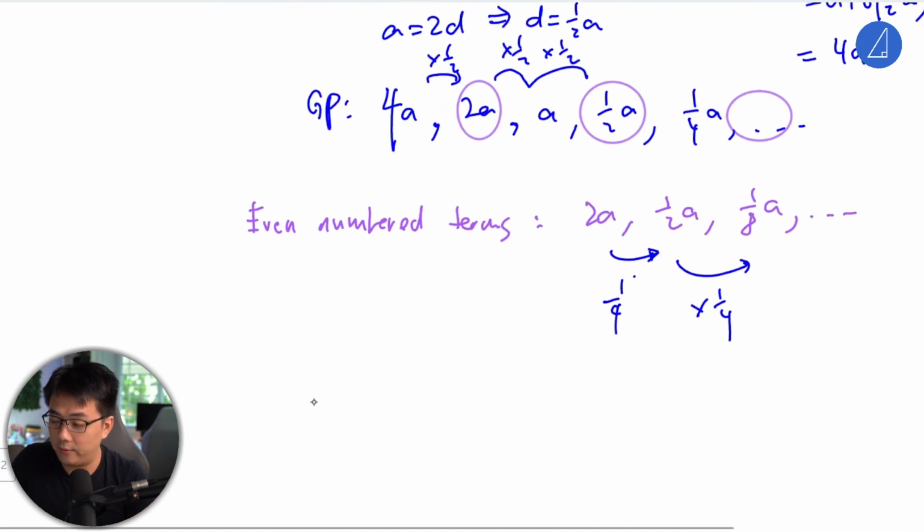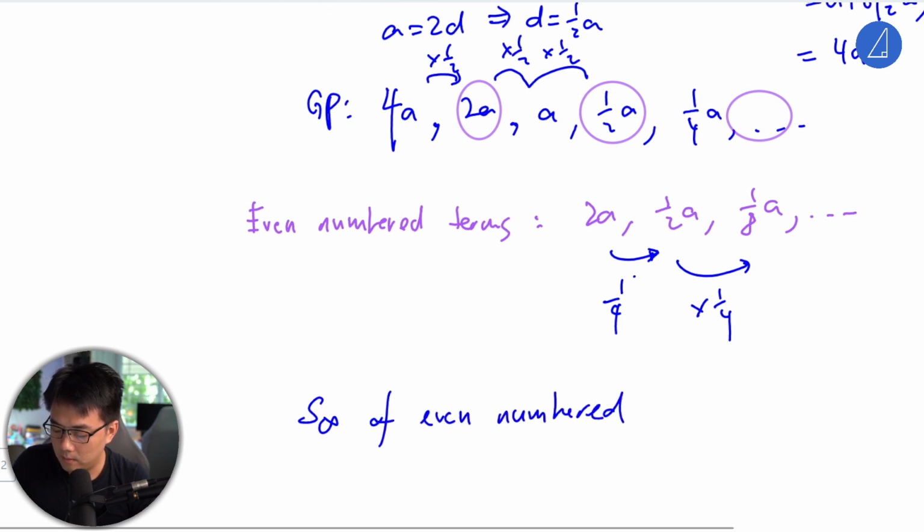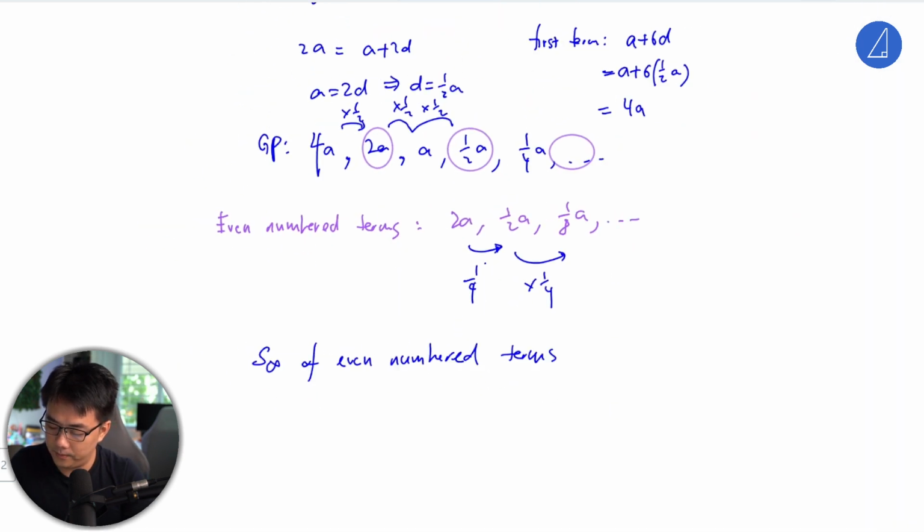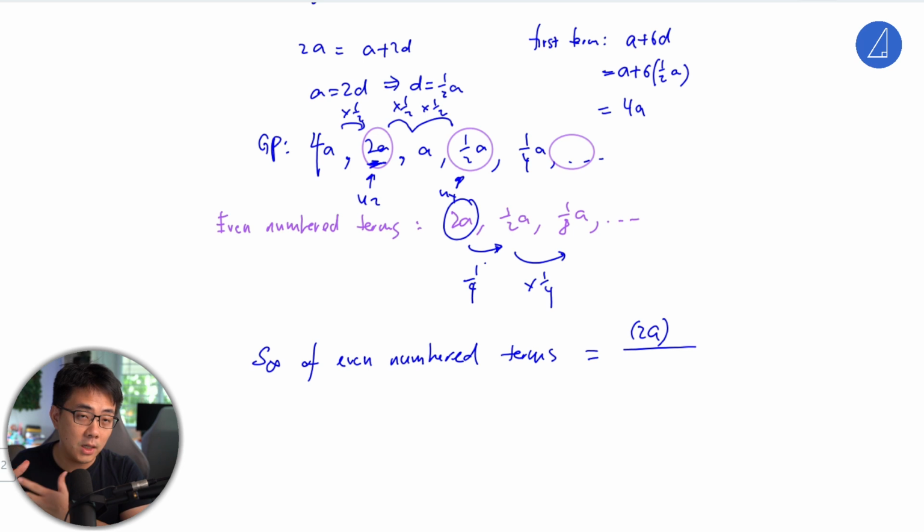So the sum to infinity of the even numbered terms, the formula is A over 1 minus R, right? So the first term is 2A, because we start with the even numbered term, meaning this is U2, U4, right? We start with U2 first, so 2A. So if you take a fixed periodic interval from a GP, it will still be a GP. Similarly, if you take every 3 terms out from an AP, it will still be an AP. So that's the concept there.